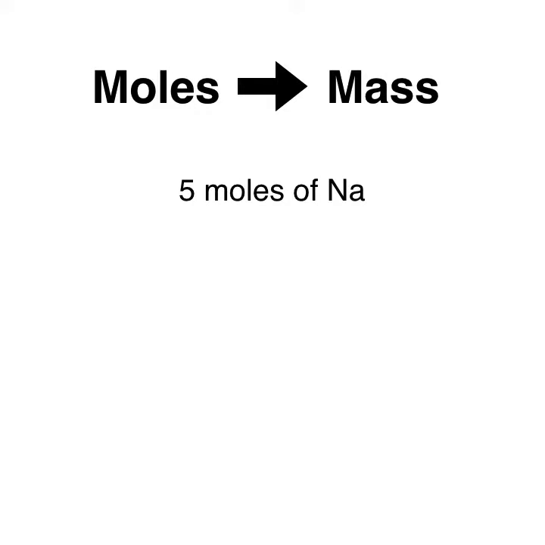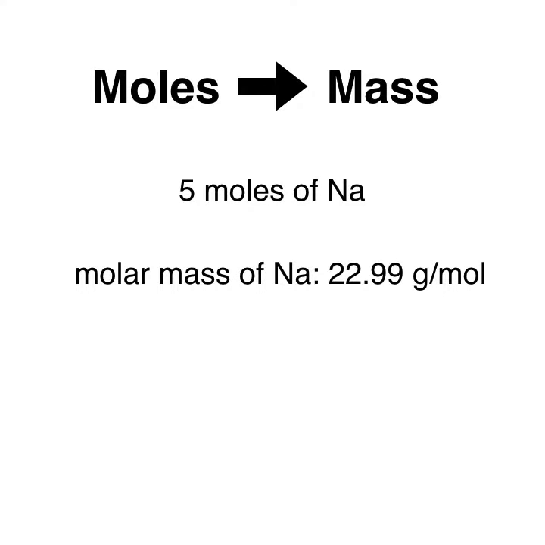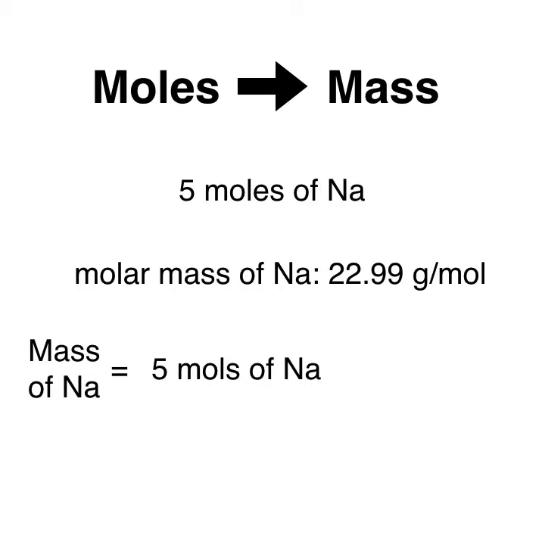You would start by determining the molar mass of sodium, which is 22.99 grams per mole, which can be found in the periodic table. Now, we can say that the mass of sodium is equal to the moles of sodium, which in this case is 5, multiplied by 22.99. This is because if 1 mole of sodium has a mass of 22.99 grams, then 5 moles must have a mass of 22.99 times 5.